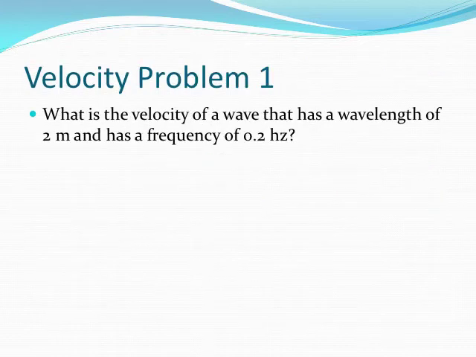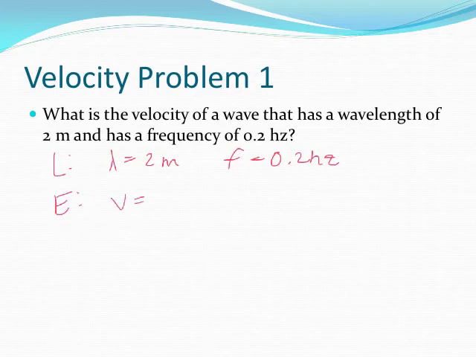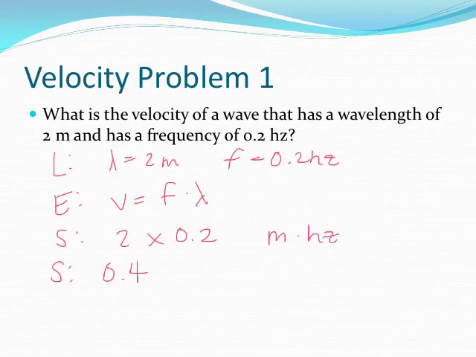So let's start practicing using that equation. What is the velocity of a wave that has a wavelength of 2 meters and a frequency of 0.2 hertz? Information we know: lambda equals 2 meters, frequency equals 0.2 hertz. Our equation is velocity equals frequency times lambda. So we're going to have 2 times 0.2, which gives us 0.4. And then let's think about what the units would be. We're multiplying meters times hertz. But if you remember, a hertz is also 1 over a second. So we have meters times 1 over a second. That gives us 0.4 meters per second. So it's still our standard unit for velocity.